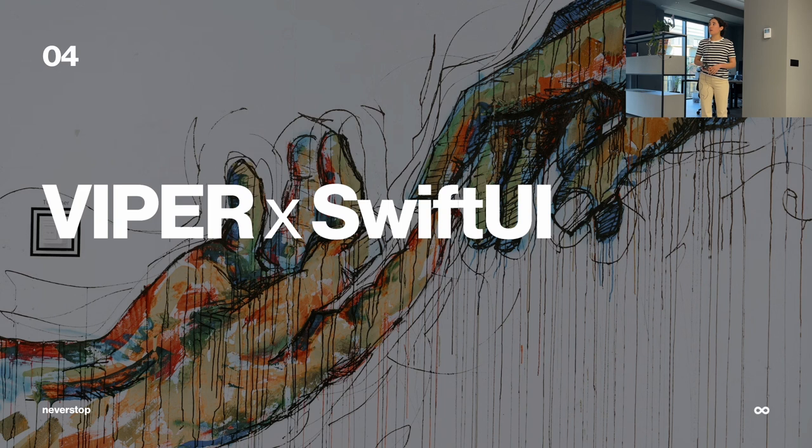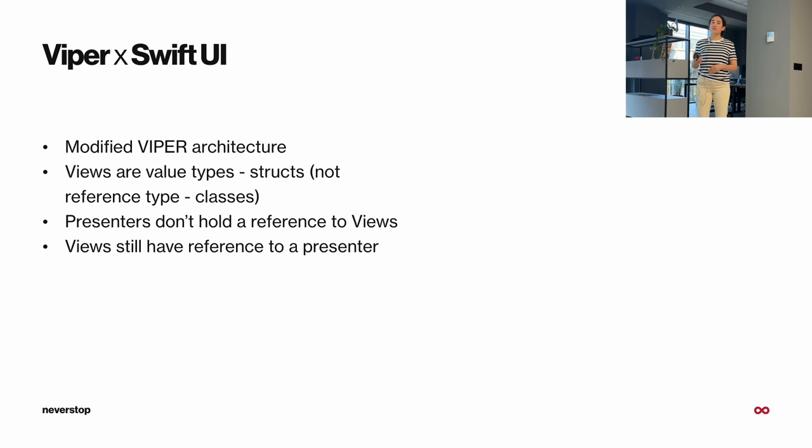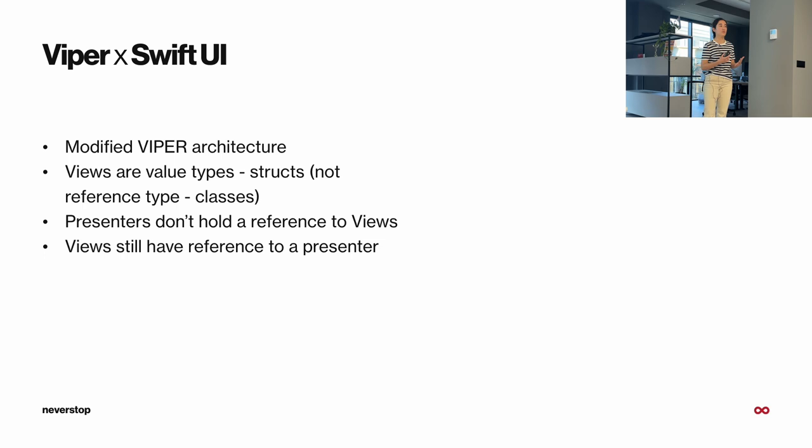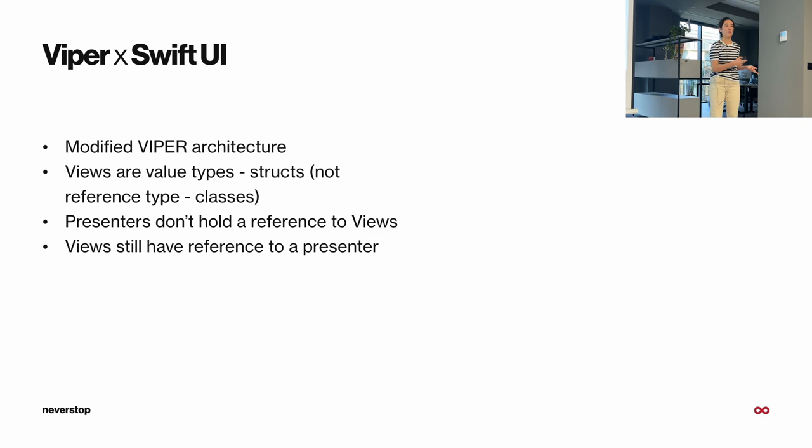Now, since the architecture of choice here at Infinum is Viper, it's only natural to talk about how these two work together. In order to use SwiftUI with Viper, we did have to modify the previously explained Viper architecture. The main reason for this is that the views are no longer reference types or classes, but are in fact value types, or structs. That means that the presenters can't hold a reference to the views anymore, but the views have the reference to the presenter.